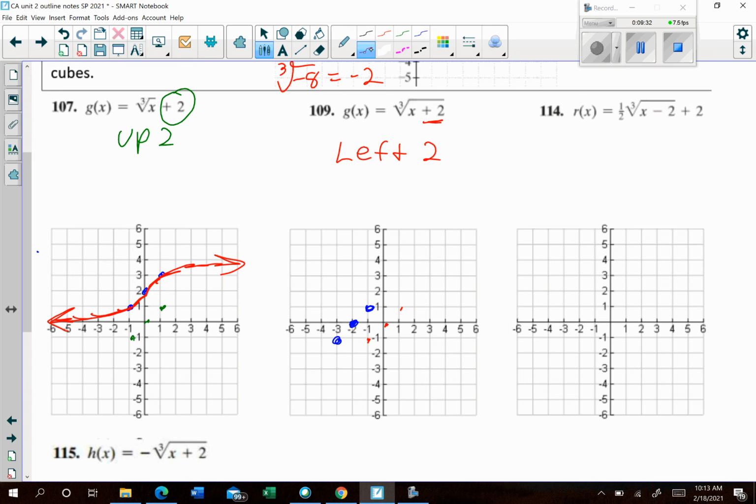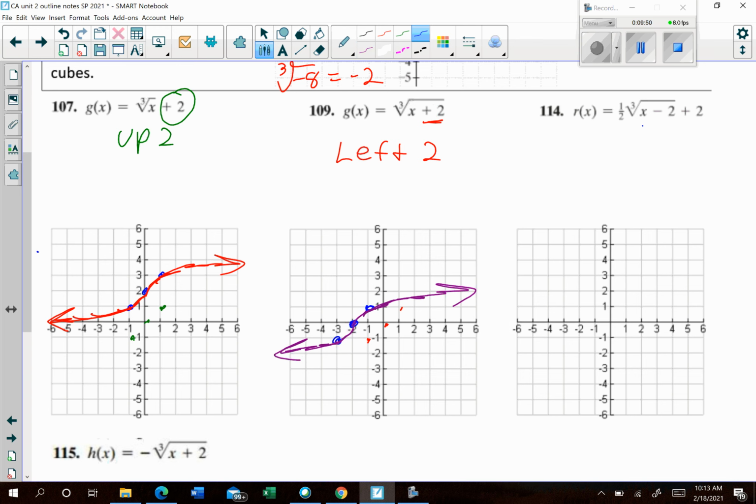And then once again, try to draw this best we can. There we are, and then curve this one down like that. All right, on our next one, we have quite a few transformations going on here.